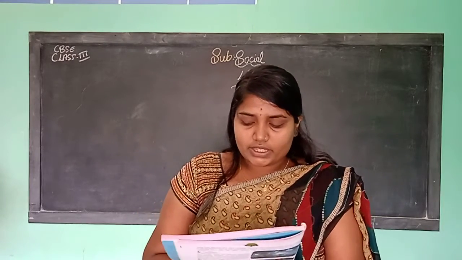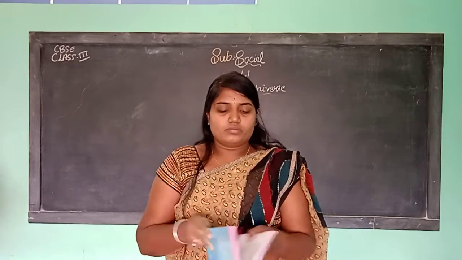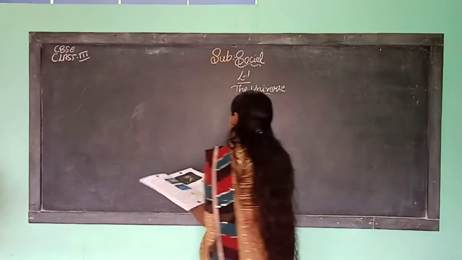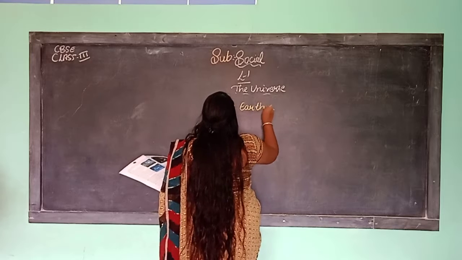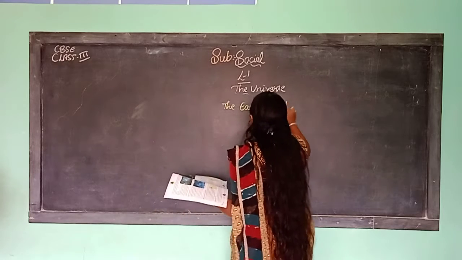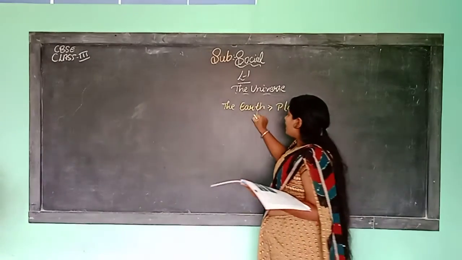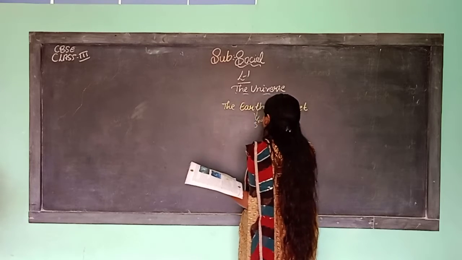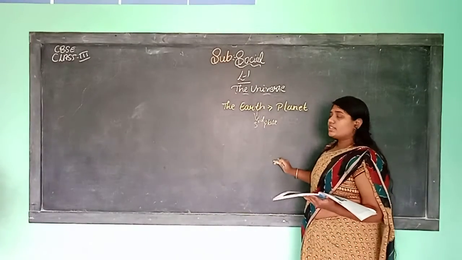The movement of the Earth around itself from west to east is called rotation. You all know the Earth is a planet. So what is Earth? Earth is a planet in our solar system. In the solar system, Earth is in third place. In first place there is Mercury. After Mercury, Venus is there. After Venus, Earth is in the third place.